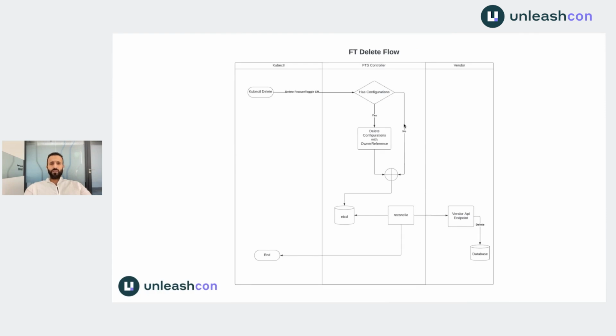Also here, quickly, the delete flow. If we delete a resource from Kubernetes, of course we update the etcd and we reconcile, and after that we use the API to delete it from the Unleash database.